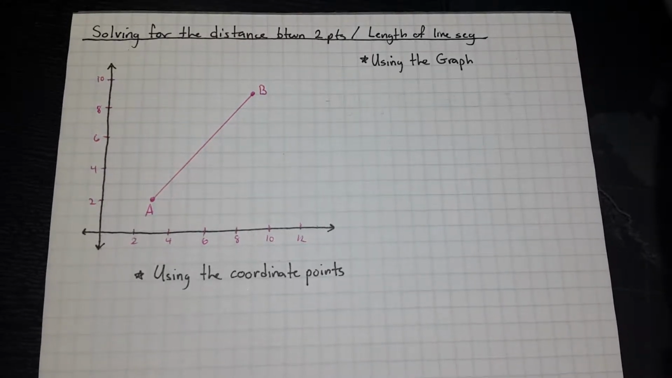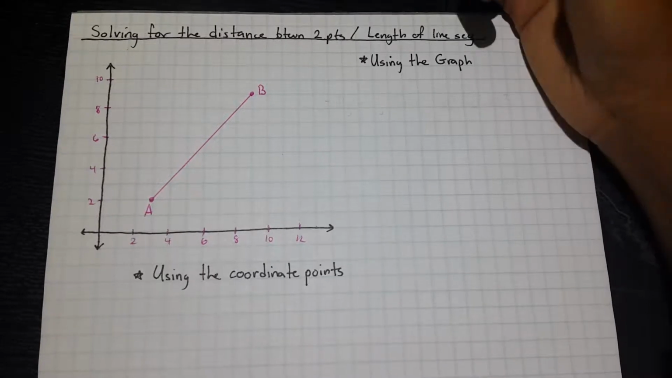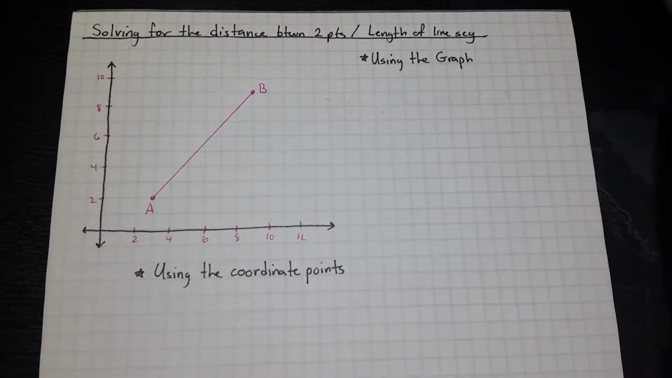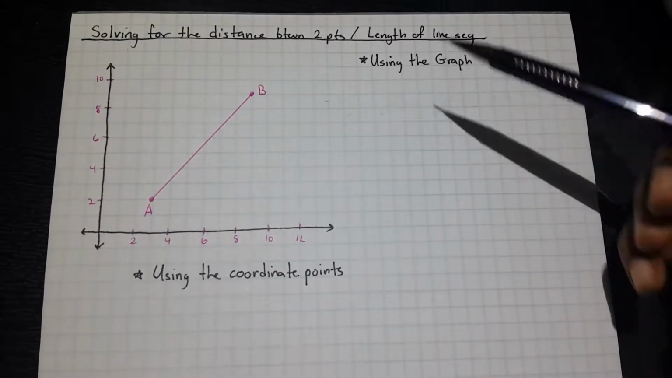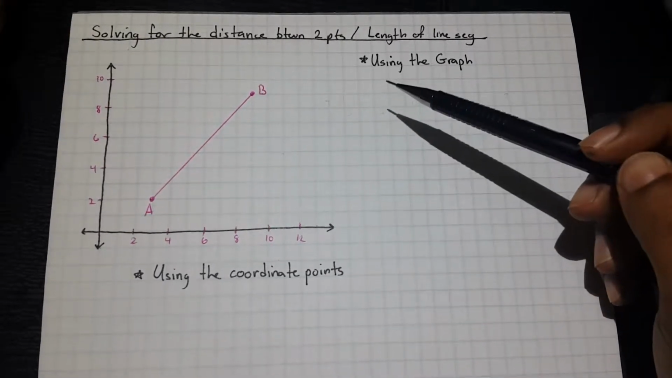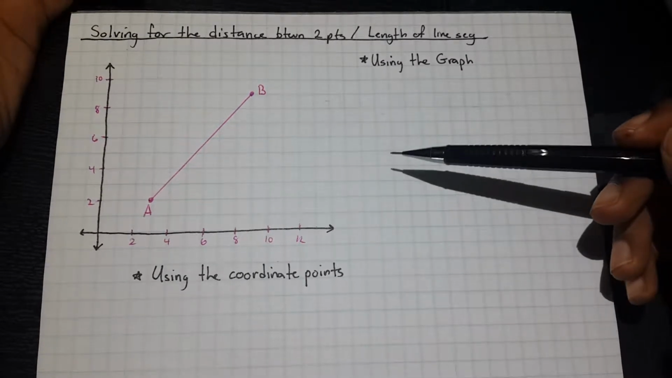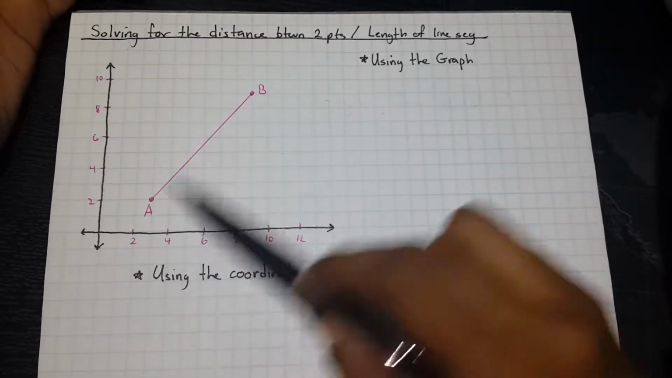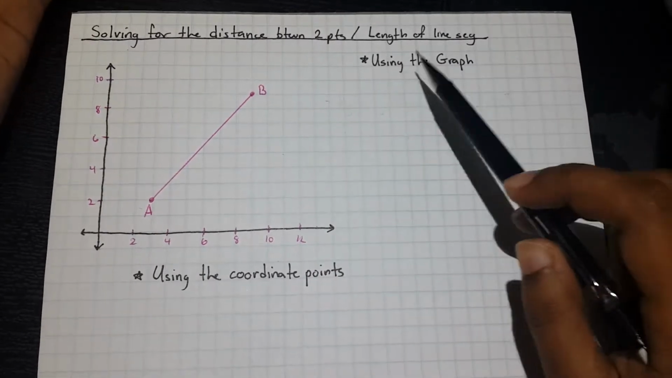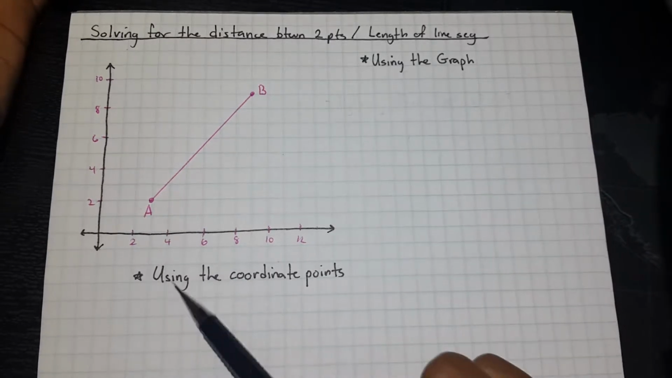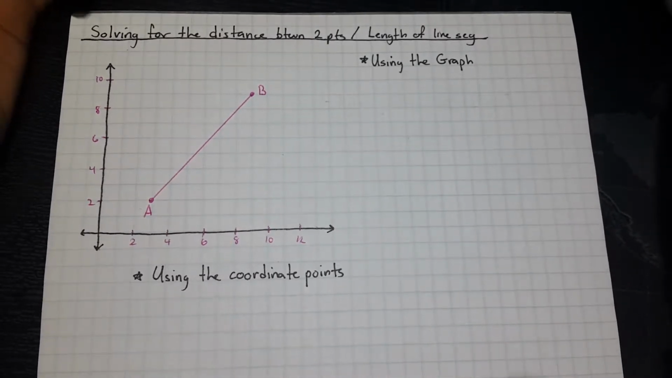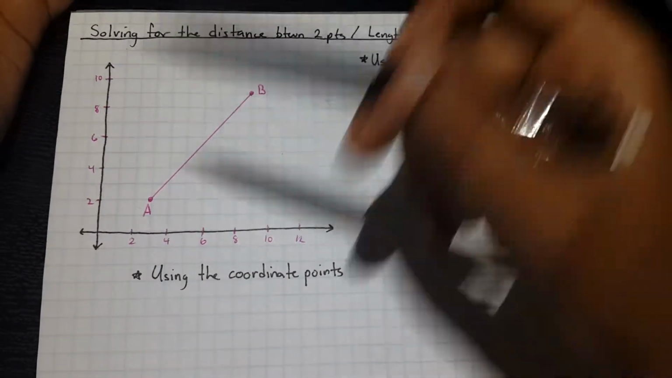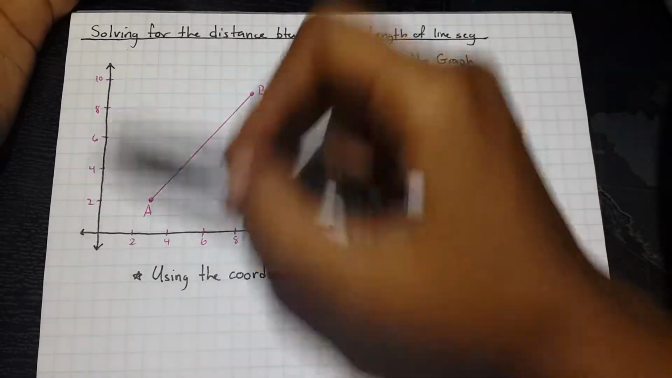Hey guys, so today we'll be covering how to solve for the distance between 2 points, also known as solving for the length of a line segment. Now, there are technically a few ways to solve for these types of problems. I'm going to be covering how to solve for the length of a line segment just using the graph, just by counting on the graph, and then how to solve for the length of a line segment using the coordinate points.